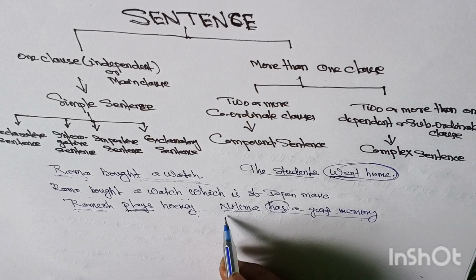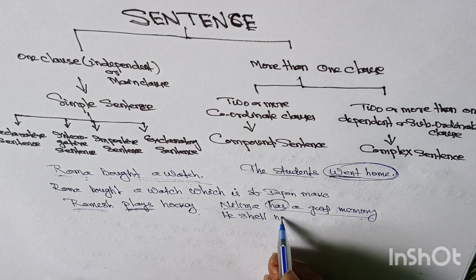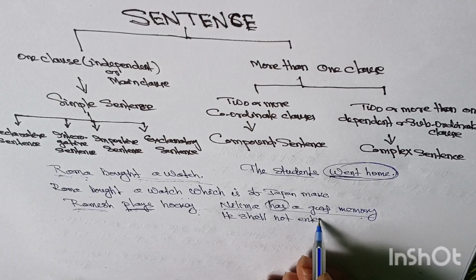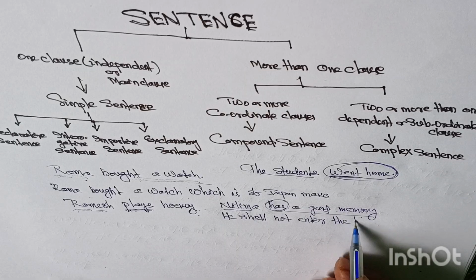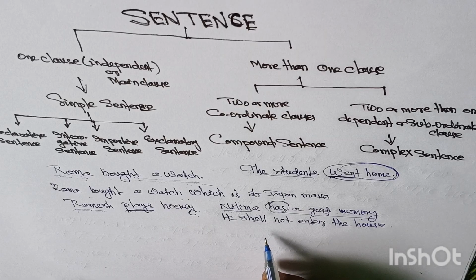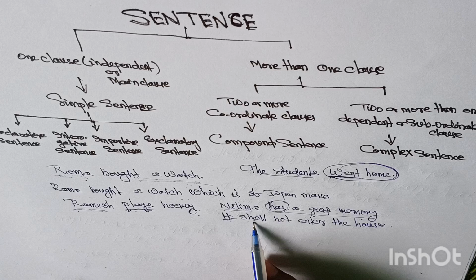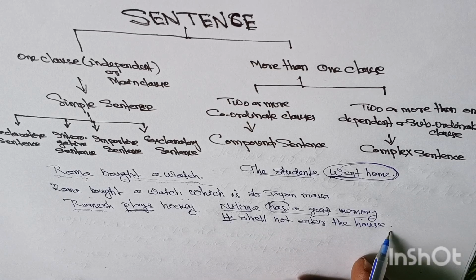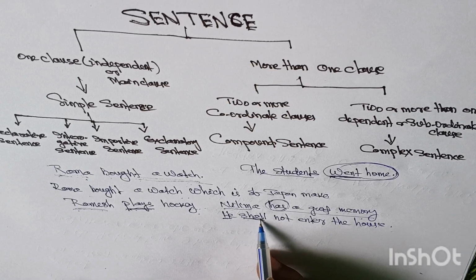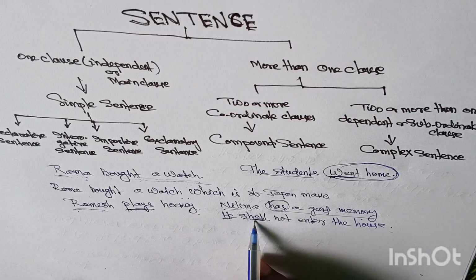Similarly, you can identify: he shall not enter the house. You can also identify which is the subject, which is the predicate, and which is the finite verb. In that case, the subject is he, the predicate is shall not enter the house, and shall is the finite verb. That is called the finite verb.